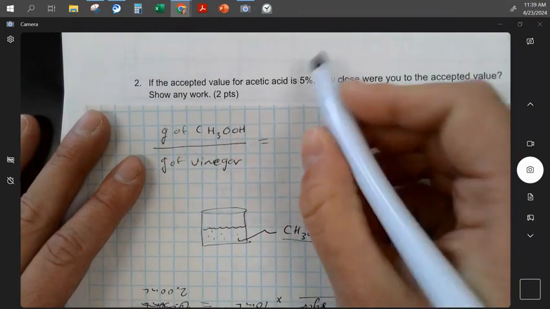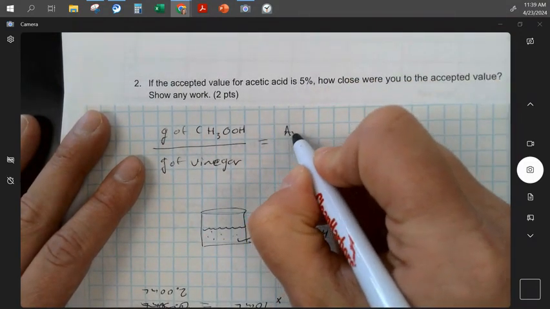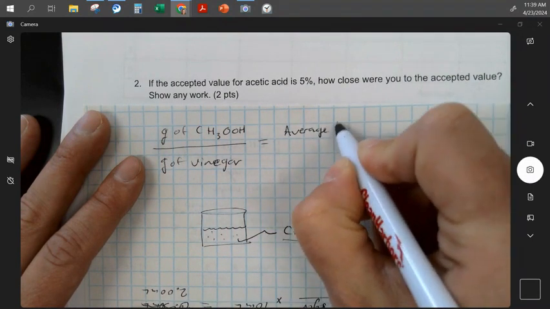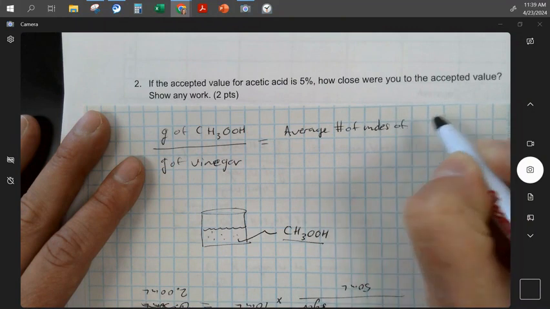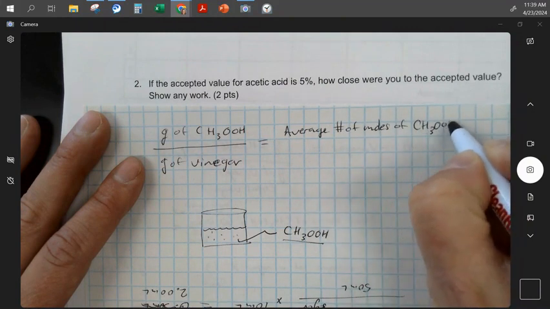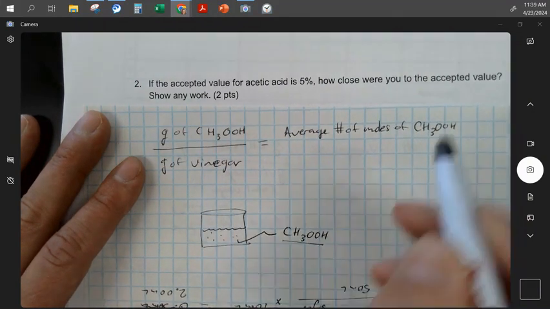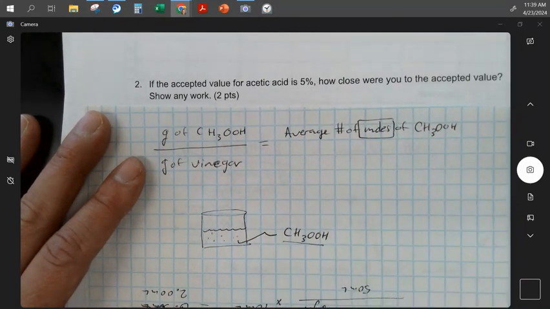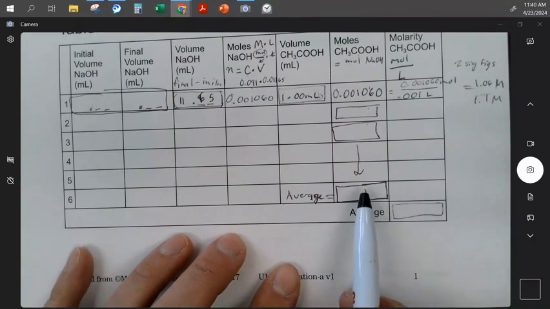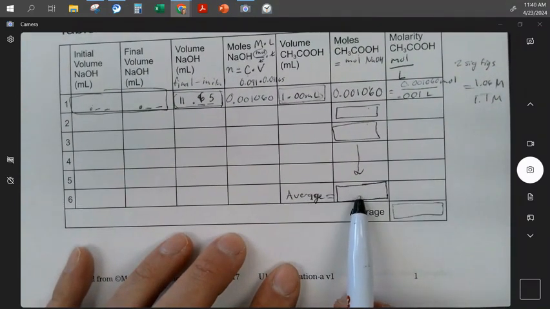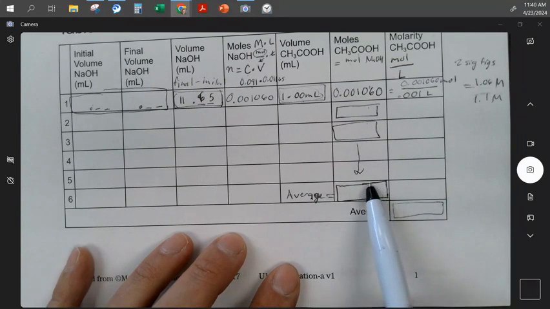So the first thing that we are going to do is we're going to take the average number of moles of acetic acid. So we're looking at moles. That is from the average here. So you should have an average number of moles.